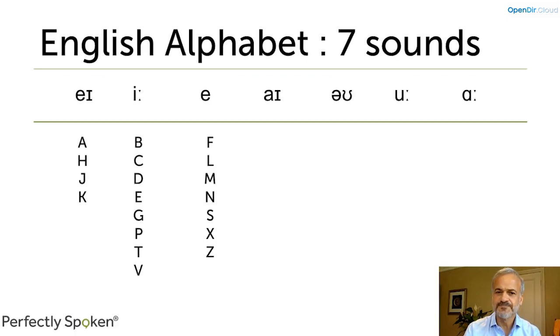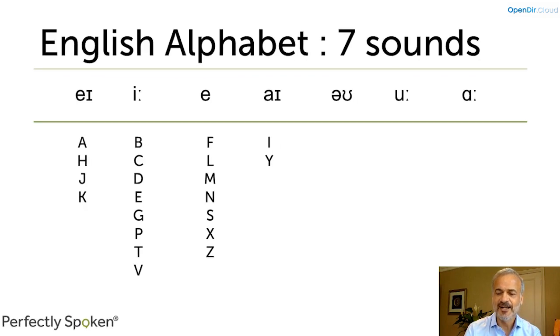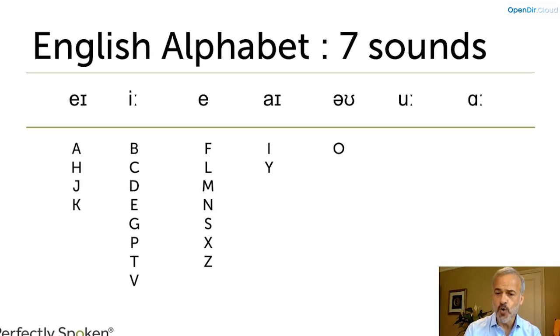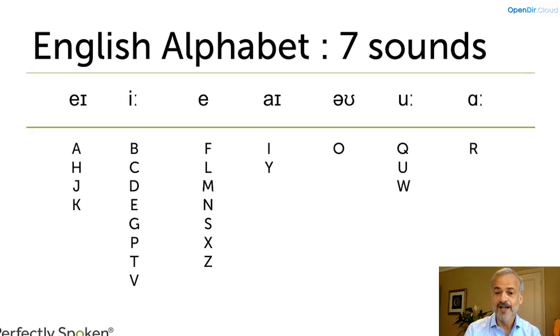Okay, the next one, just 2 letters, I. And we have I and Y. I and Y. The next one is only 1, and it's O. Then we get Q, U, W. Again, Q, U, W. And the final one is R. R. Right? Again, long. R.